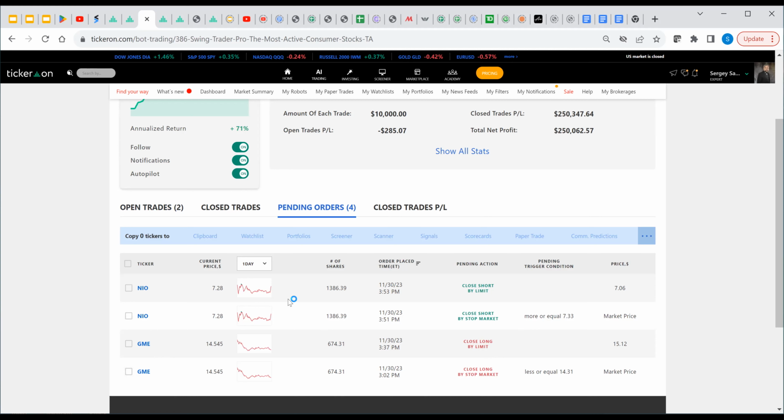Okay. So when you look at this page, you're going to know in advance what's really going on and what this robot is planning to do. So that means you have to really look into this page. And the same thing, you can look into the My Paper Trades. If you subscribe to several robots, then you put all the robots you want to follow on the autopilot, and then these pending orders are going to be collected in the paper trades. Okay.